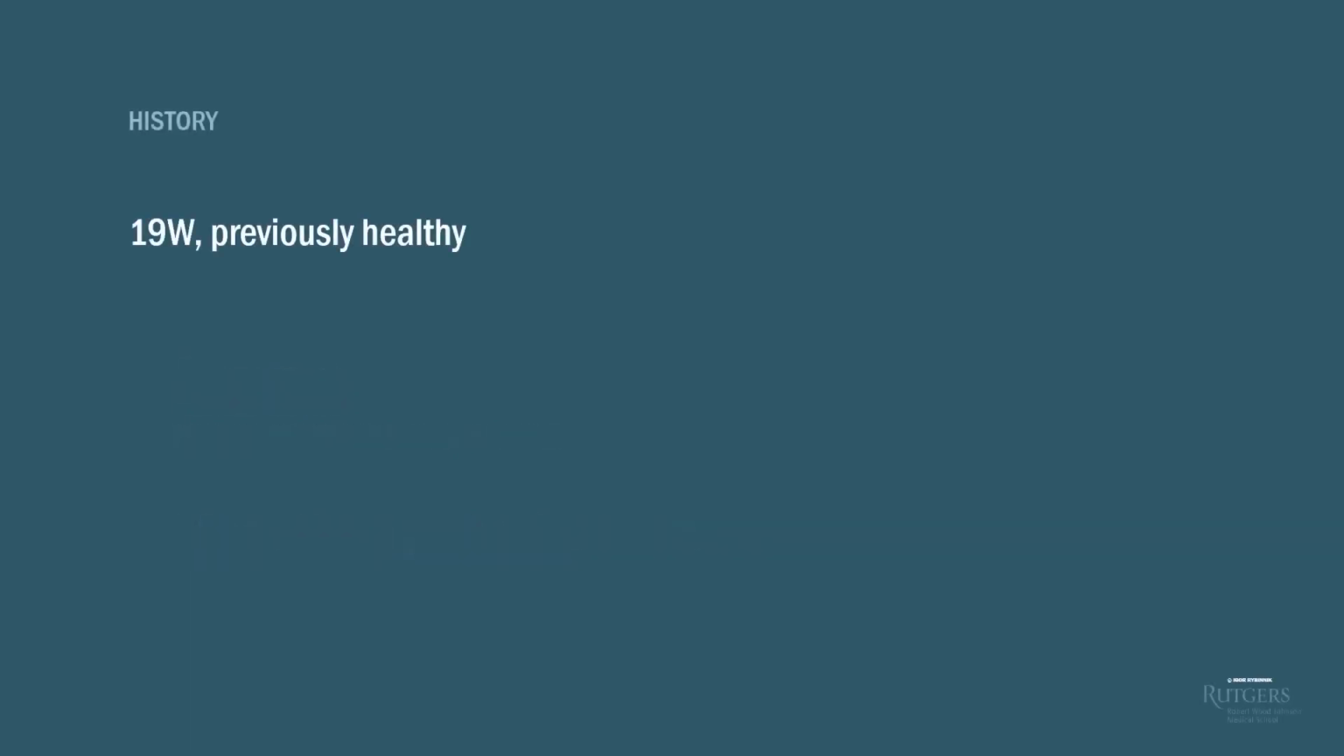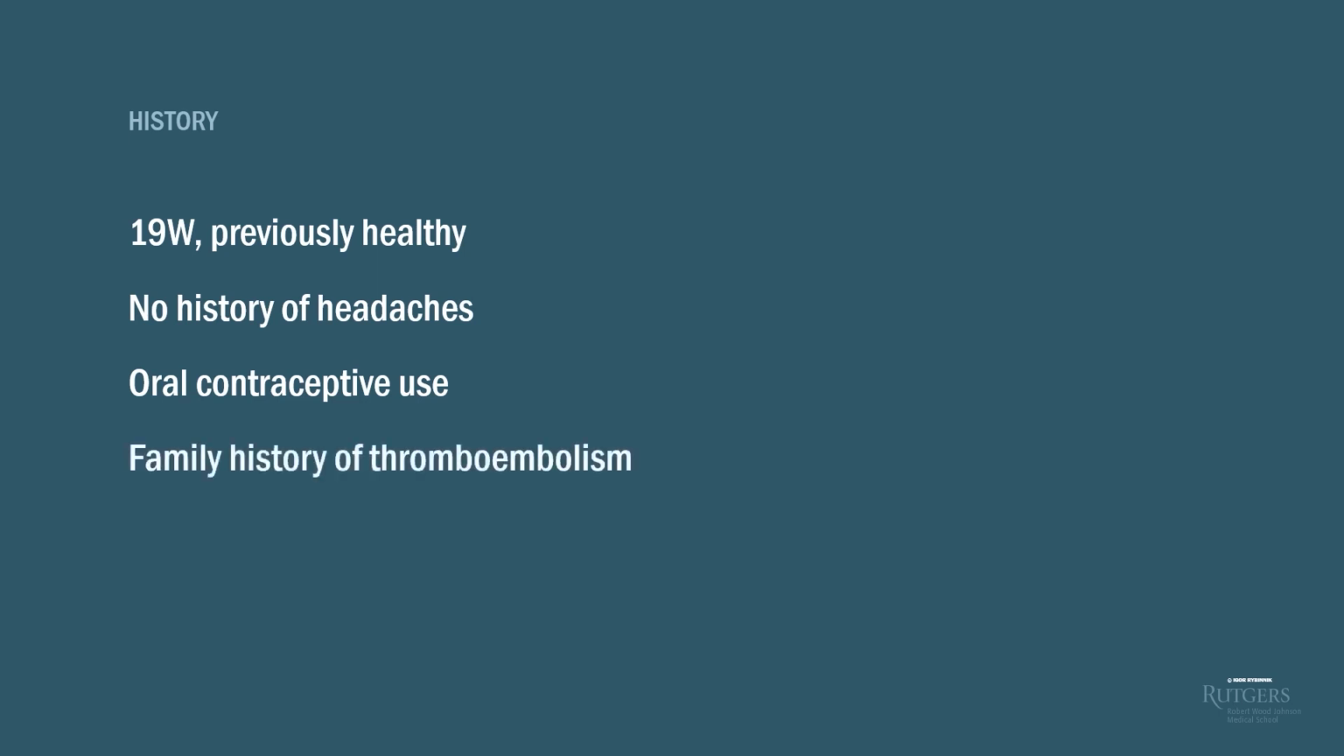This is a young 19-year-old woman who was previously healthy. She has no history of headaches. Her only medication is a combined oral contraceptive containing norgestimate and ethinyl estradiol. There's a family history of thromboembolism. Her uncle was reportedly diagnosed with antithrombin 3 deficiency when he developed multiple pulmonary emboli.